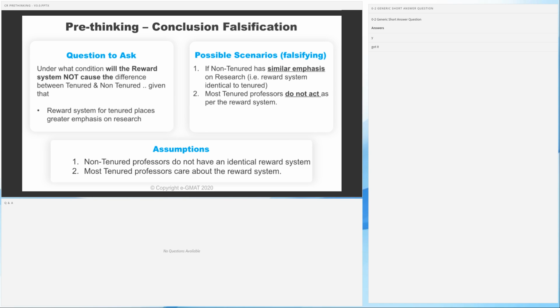So what are my assumptions? Non-tenured faculty should not have an identical reward system. Most tenured professors should act as per the reward system. These are two good assumptions. Each one of them is correct in its own way. Think about it.